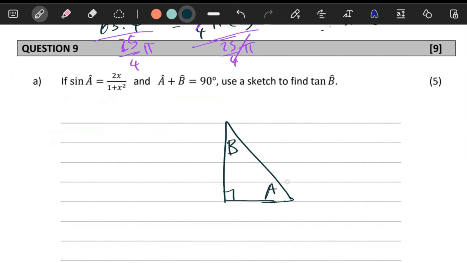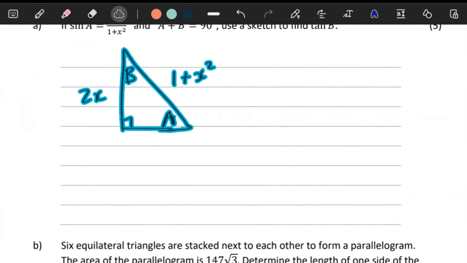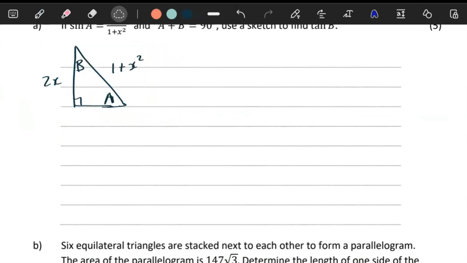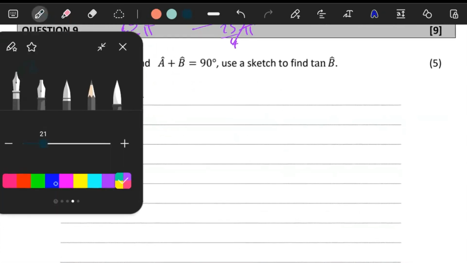Automatically, this is B, because if you have a triangle and you're dealing with sine, for trigonometry to work, like sine, cos, and tan, opposite over hypotenuse and all that, it has to be a right angled triangle. Your opposite is like 2x. Your hypotenuse is 1 plus x squared. Your adjacent, you can always just work it out using Pythagoras. So let's just get some space here. So using Pythagoras, let's see what we can do here.